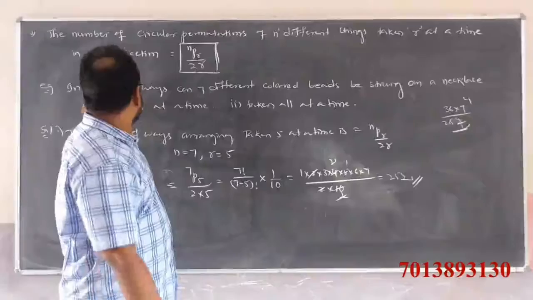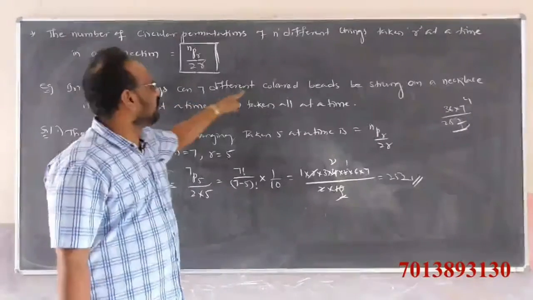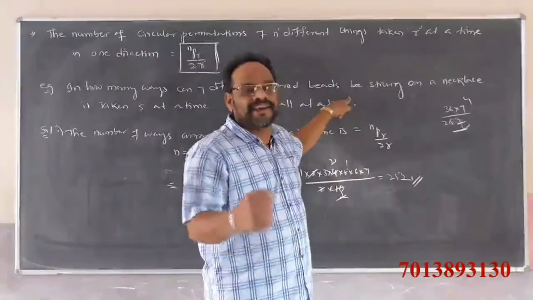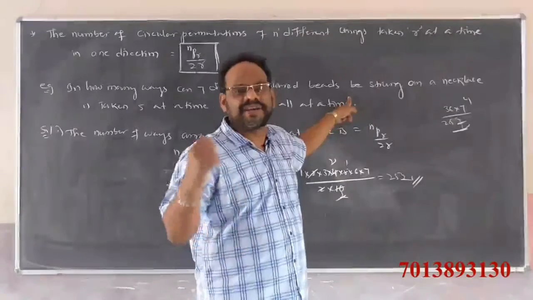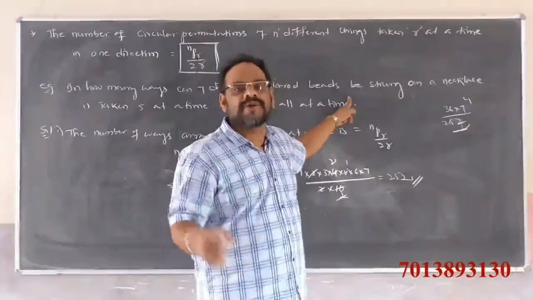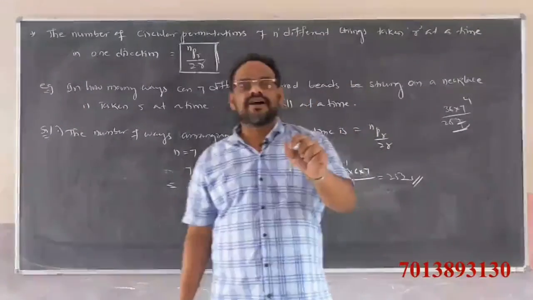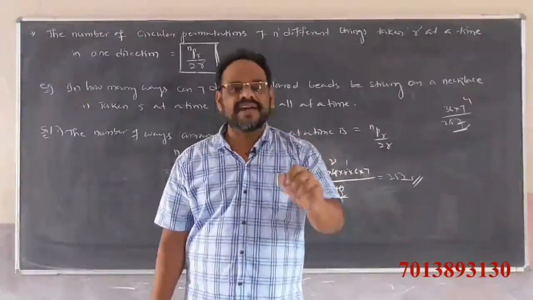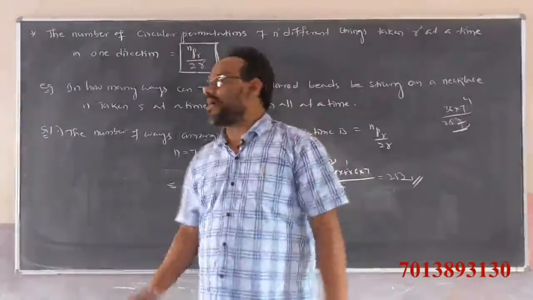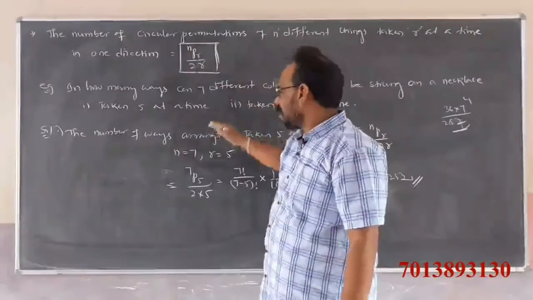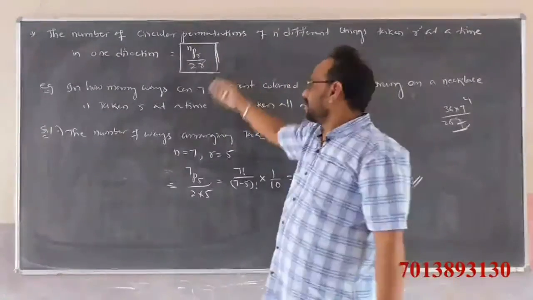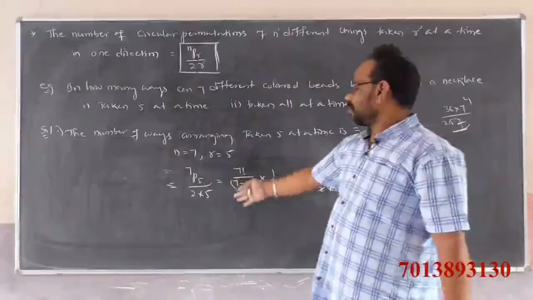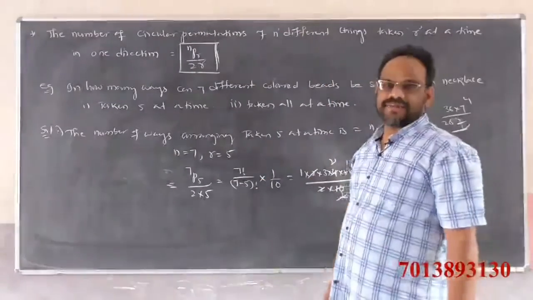So observe here: in how many ways can 7 different colored beads be strung on a necklace, taken 5 at a time? We know that the number of circular permutations of n different things taken r at a time in one direction is nPr by 2r. Using this formula, n is equal to 7 and r is equal to 5. Substituting, we get 252 arrangements.